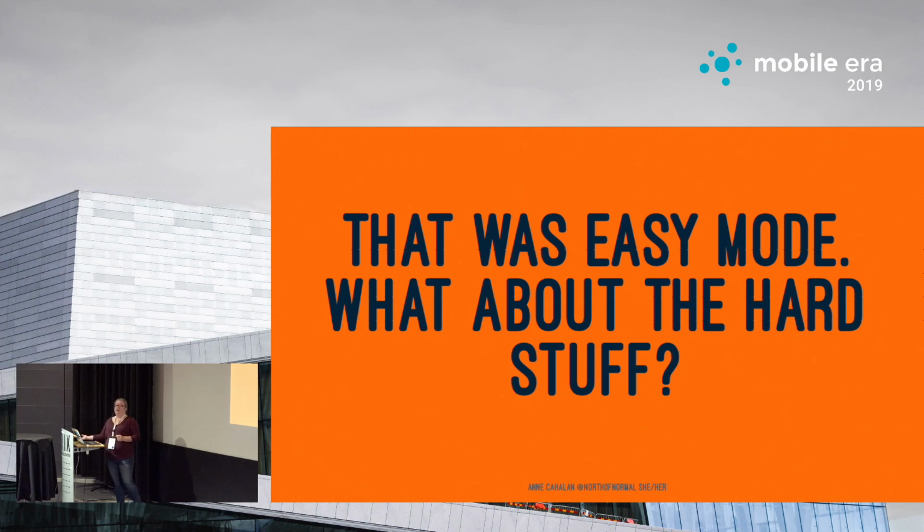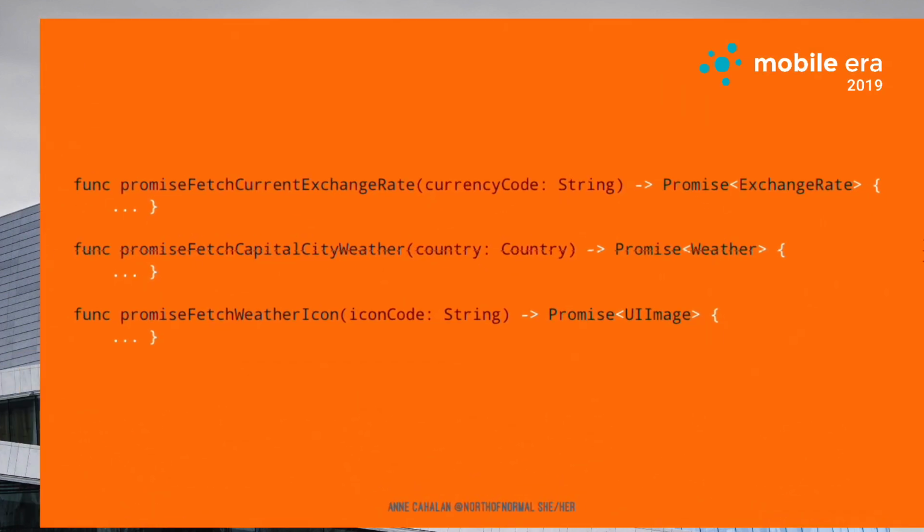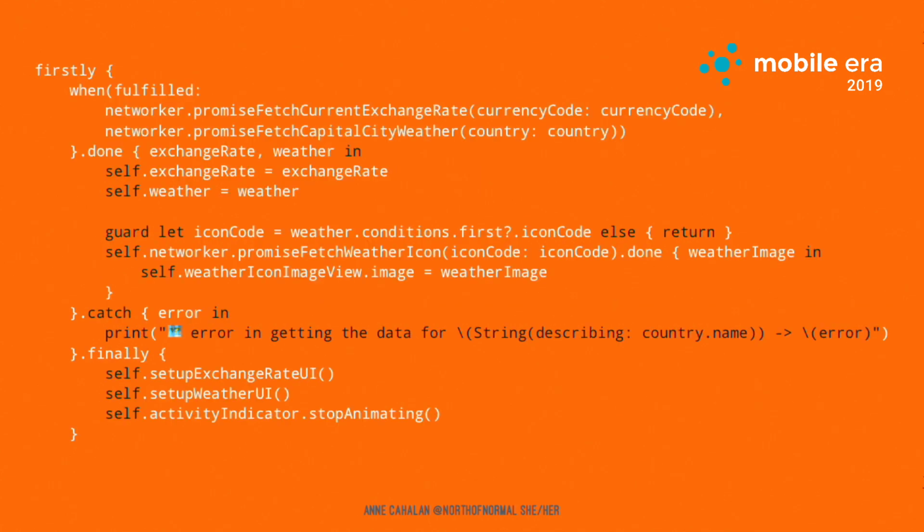But that was easy mode, right? That was one single network call with one single response to deal with. What about that selected country view controller I was looking at? Well, it turns out promises are even more helpful there. It was straightforward enough to follow my pattern from the fetch countries to get all of these to return a promise of the relevant type in the same way. And then I can implement this.